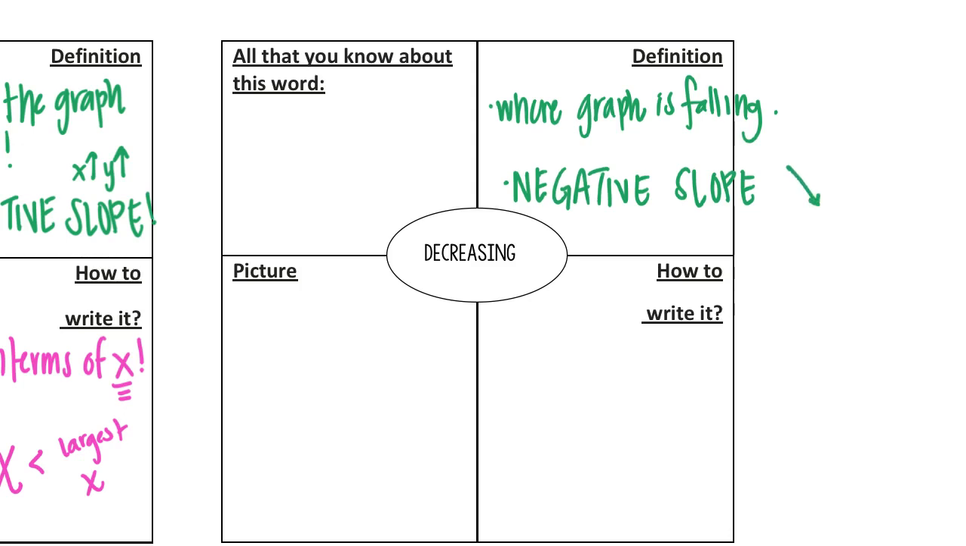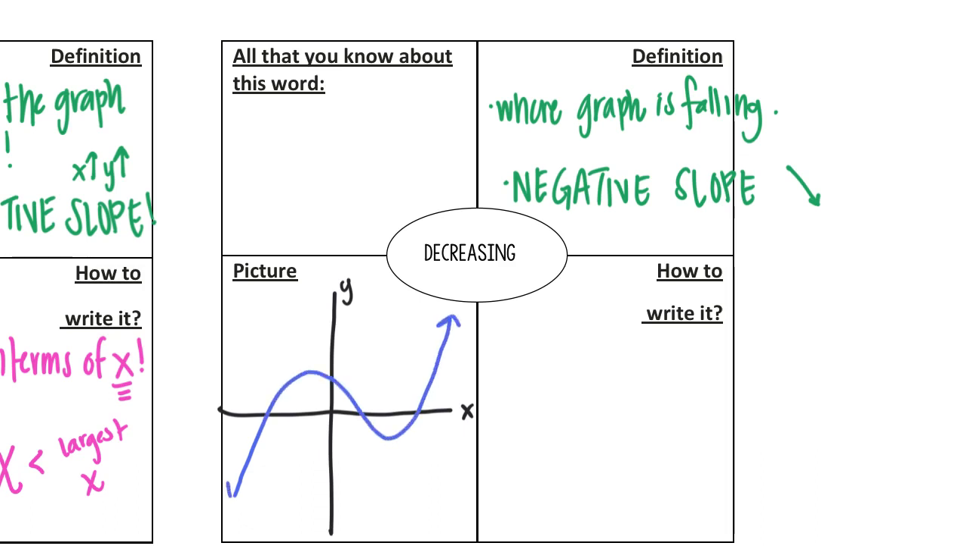Let's draw another picture. Similar graph, draw your X and Y axis. We're going to put a similar graph on there. The decreasing portion of this graph would occur where the graph is falling. Imagine if you're on a roller coaster, it'd be the part that you're going downhill. Highlight that portion in the middle to show where the graph is decreasing.